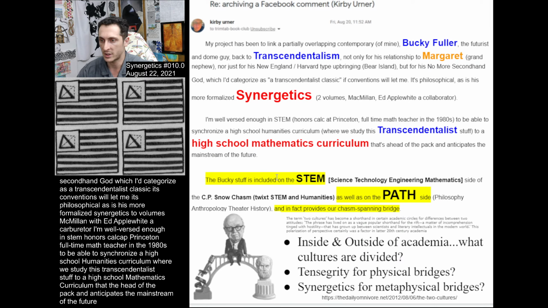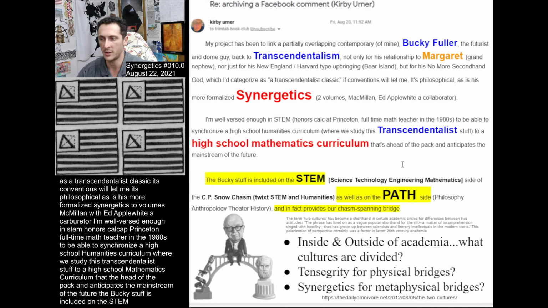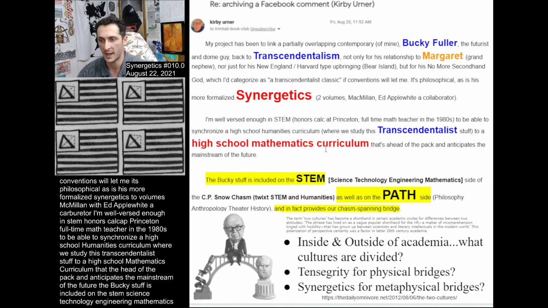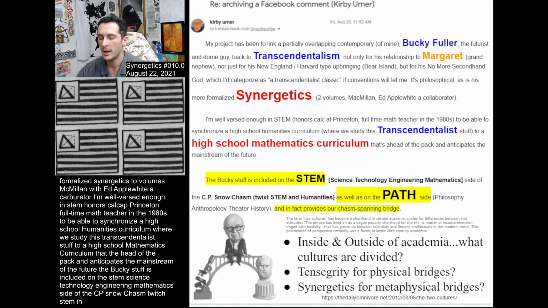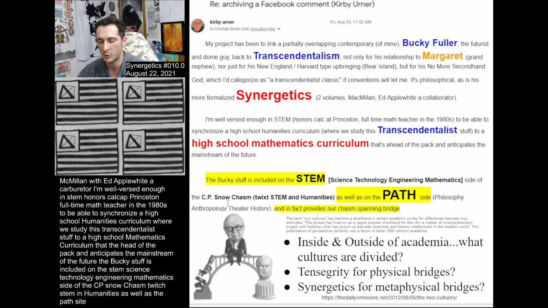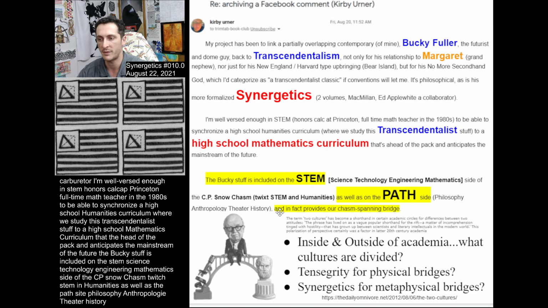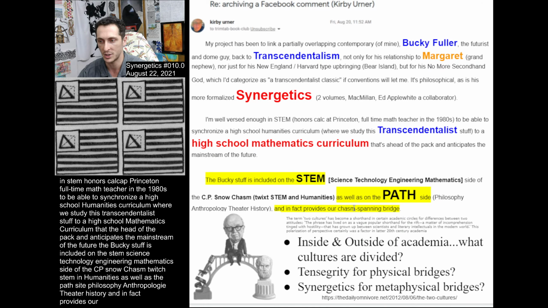The Bucky stuff is included on the STEM, science, technology, engineering, mathematics, side of the C.P. Snow chasm, twixt STEM and humanities, as well as the path side, philosophy, anthropology, theater, history, and in fact provides our chasm scanning bridge."